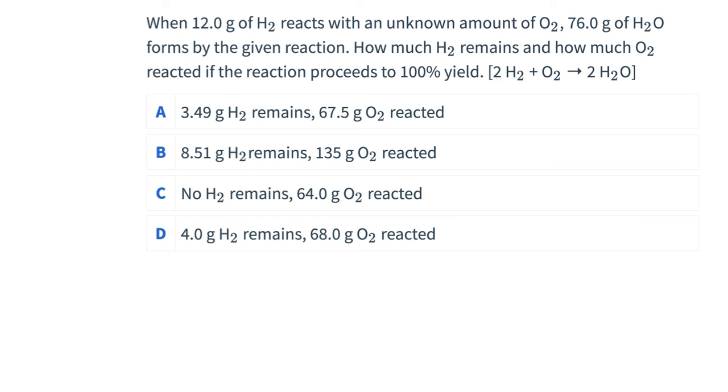So here we have 12 grams of hydrogen reacting with an unknown amount of O2. We're told 76 grams of water forms by the reaction. How much H2 remains, and how much O2 had reacted? Okay, and they're giving us the reaction, the same reaction as before.